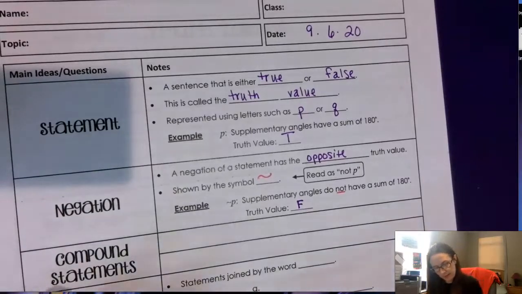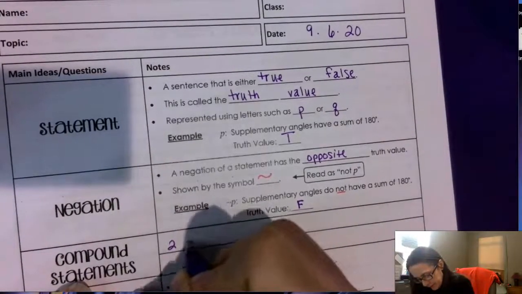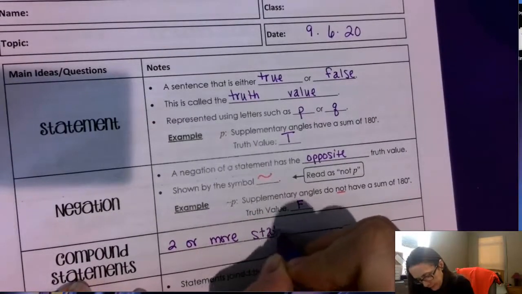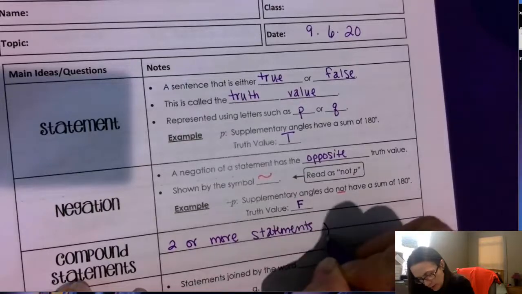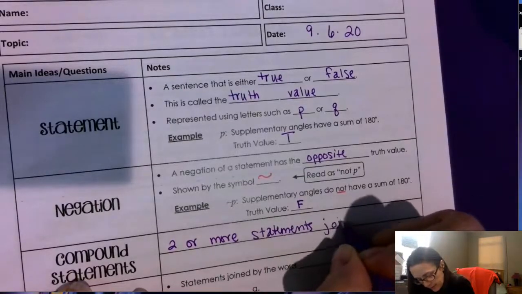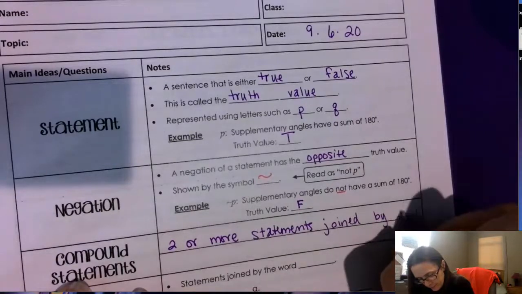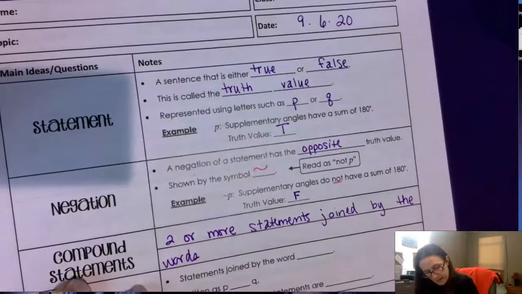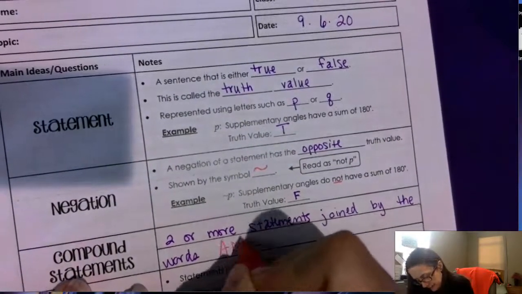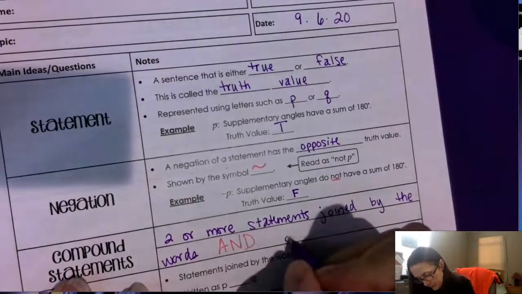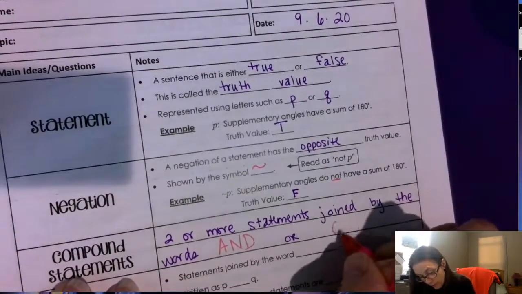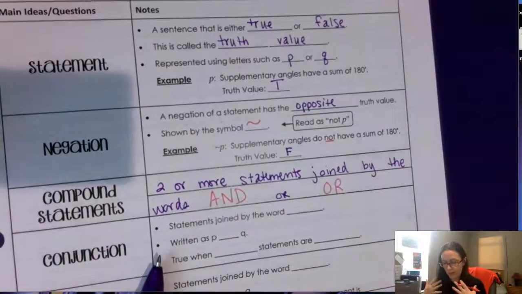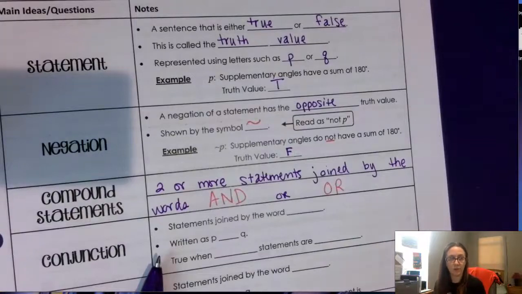Okay, compound statements are two or more statements joined by the words and, or. I'm going to write those in different colors so you can see them. They stick out. They're really, really important. It's going to be an and or an or statement.